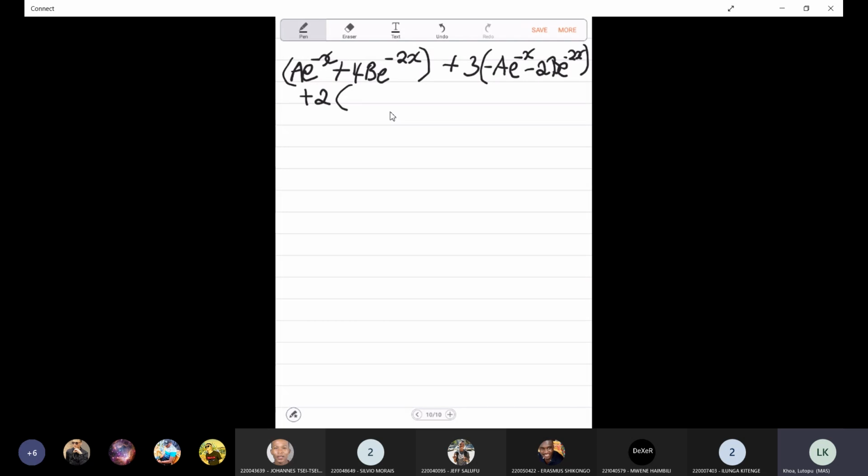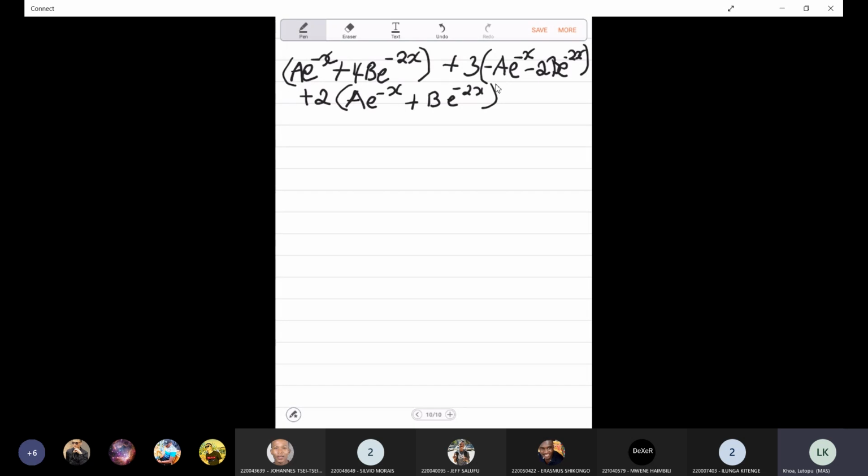2, so y is a e to the power of minus x plus b e to the power of minus 2x. So here I don't just automatically put equal to 0. I have to work this out and show that the answer is in fact equal to 0. That is how you check that it satisfies the equation.